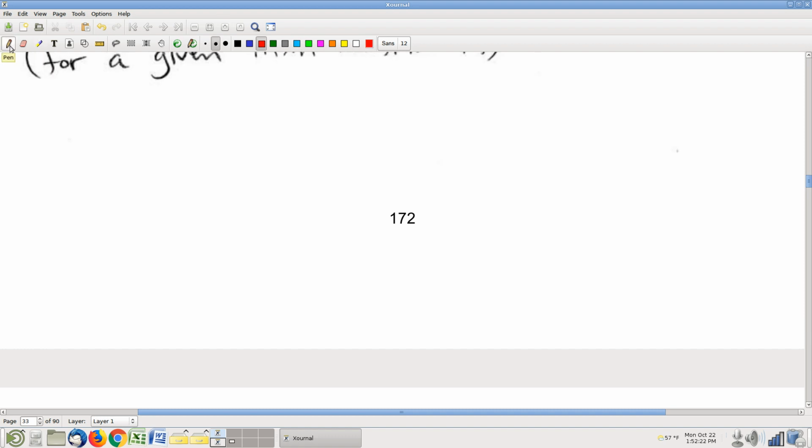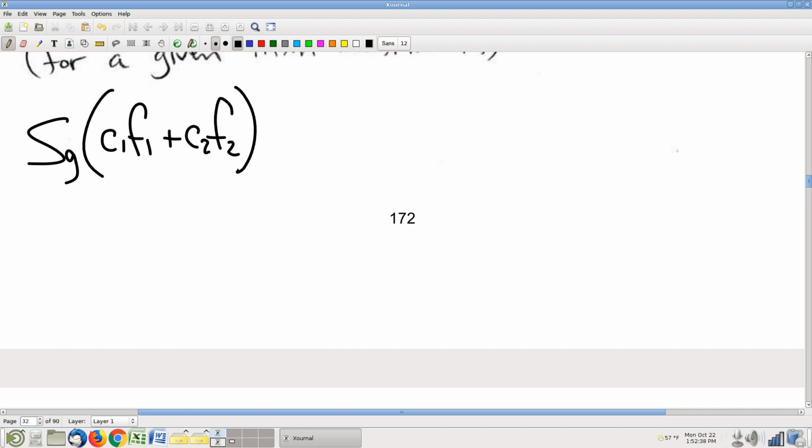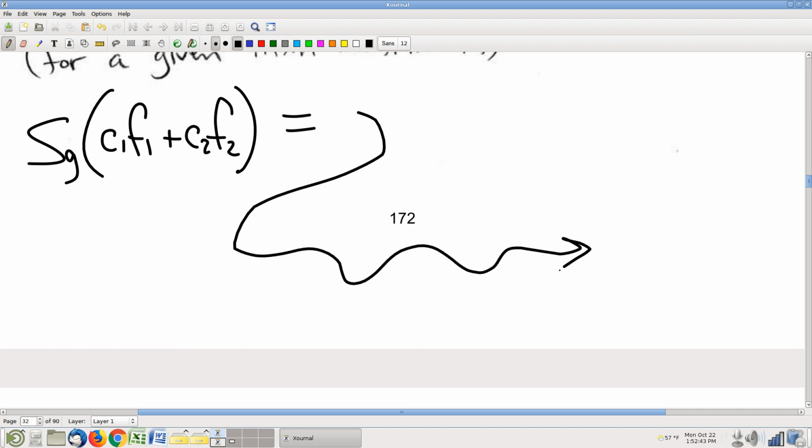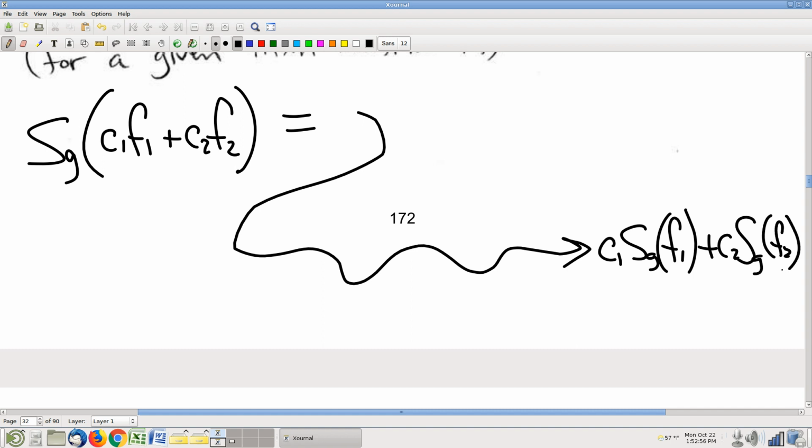Okay, so I would like to show that this thing that I've called SG, if I apply this to a linear combination of functions, I would like to show, now I've got some work to do here, right? We'll fill that in a moment. But I would like to show that what I get is C1 S of F1 plus C2 S of F2. That's going to be my goal. All right, everybody recognize? So this is the linearity property that I need to show.